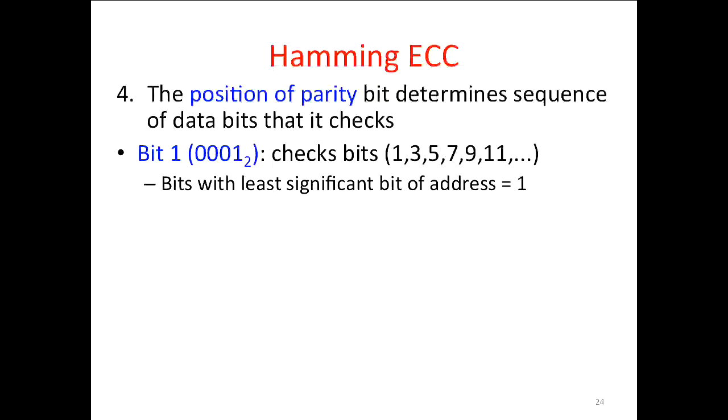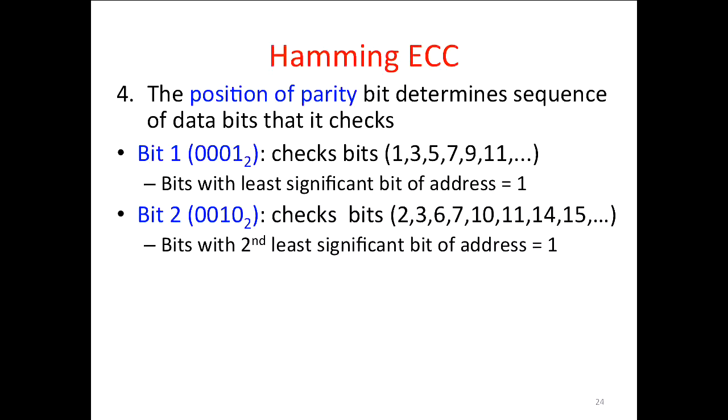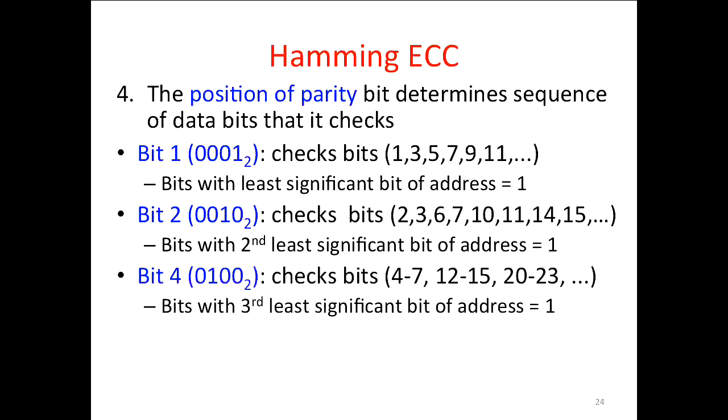So bit 1 is going to check all the odd bit positions, right? Bits with the least significant bit of the address equal to 1. Bit 2 is going to check bits 2, 3, 6, 7, 10, 11, 14, 15. Bits with second least significant bit of address equal to 1, right? Bit 4 is going to check things with a third least significant bit equal to 1. So 4 to 7, 12 to 15, 20 to 23.